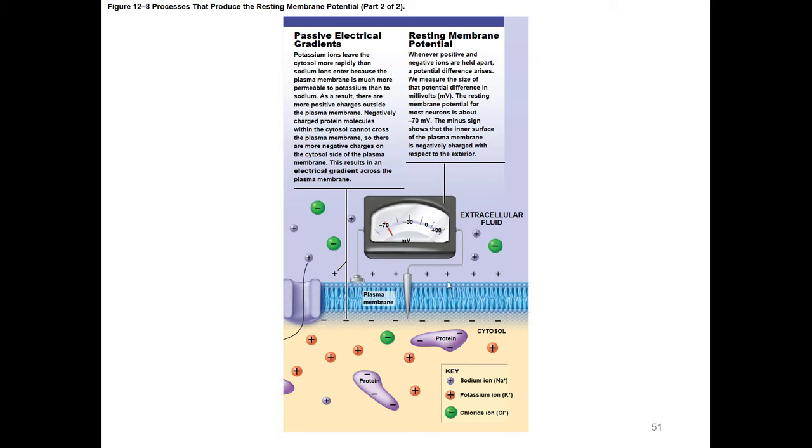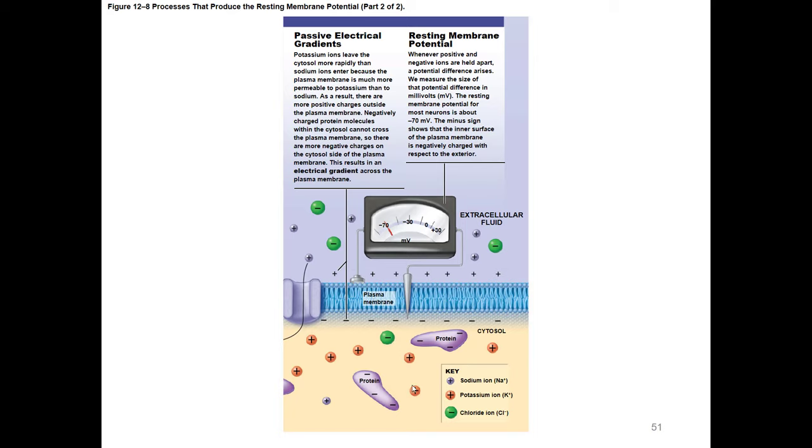Negative protein molecules like these guys within the cytoplasm can't cross the plasma membrane. So there are more negative charges on the inside of the plasma membrane. And this is going to create our electrical gradient across the membrane, our positive to negative. So whenever positive ions and negative ions are held apart, this creates what is called a potential difference, which is our membrane potential, and we measure that in millivolts.